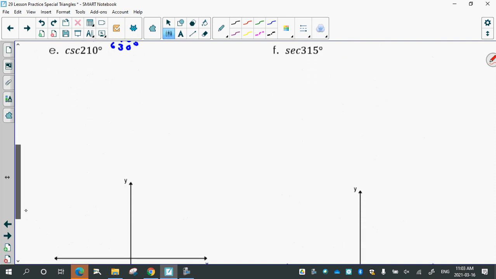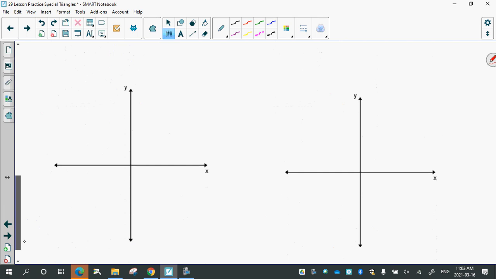Okay, E, cosecant of 210. So first we're going to draw 210 degrees.